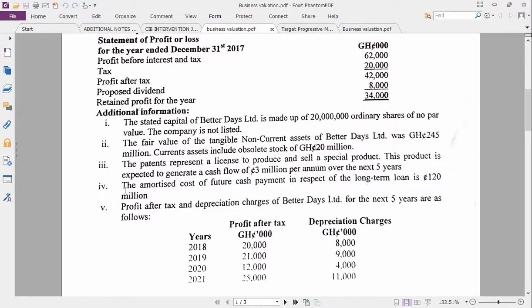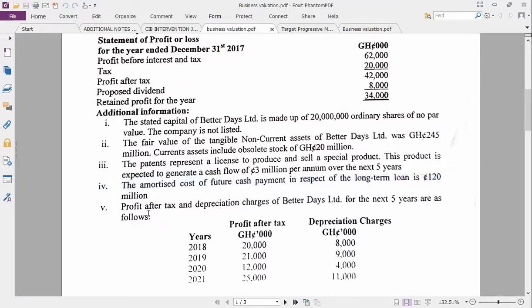Now note 4, the amortized cost of the future cash payment in respect of the long-term loan is 120 million. Yes. For the non-current liability, you have to use the amortized cost if it's given to you in the footnote. So you have to use the 120, not the value that is stated in the financial position. That is all for the net asset purposes.